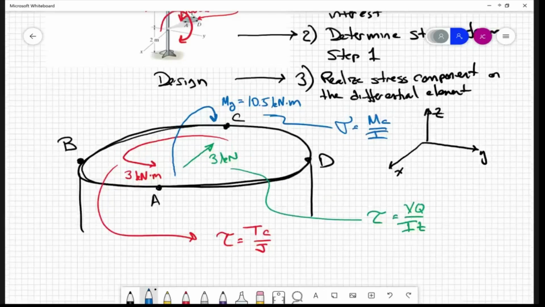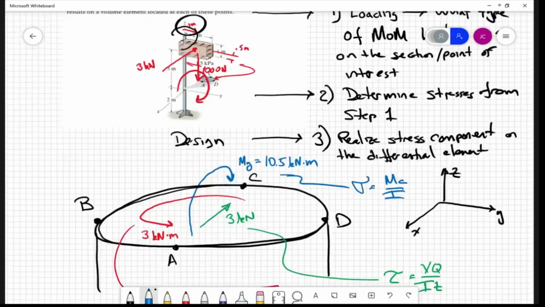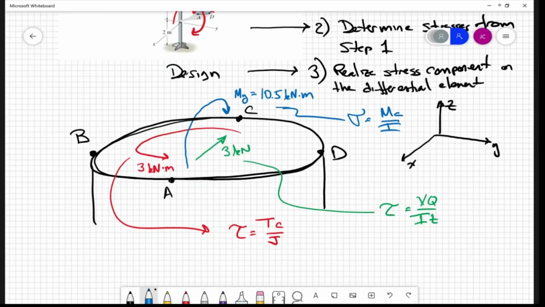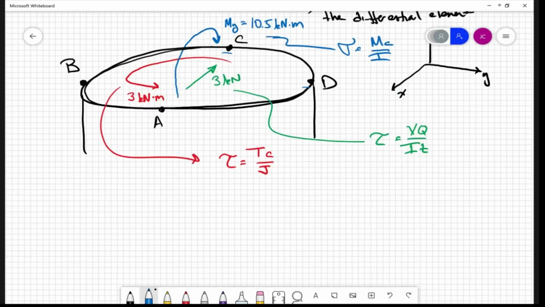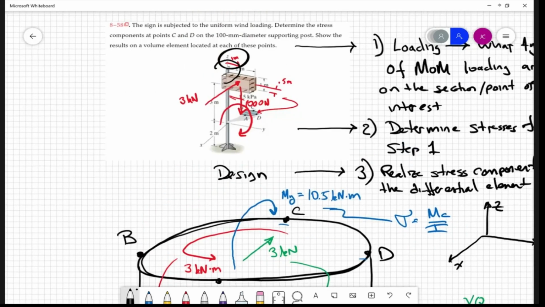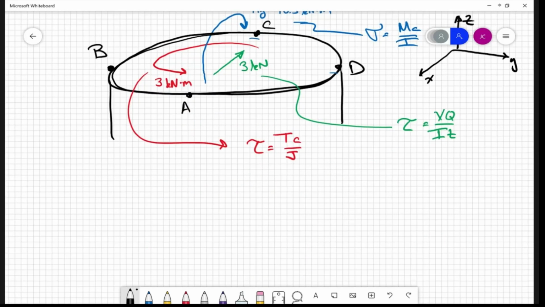And specifically, what do they want? They want us to do it at C and D. So at this point and this point, okay? Let's go through and do that for both points while we're at it. First let's compute the geometric quantities. So what is the diameter here? 100 millimeter diameter. Okay, so let's get the area.